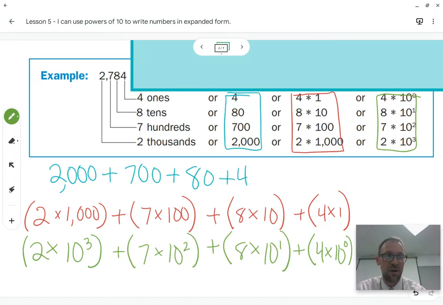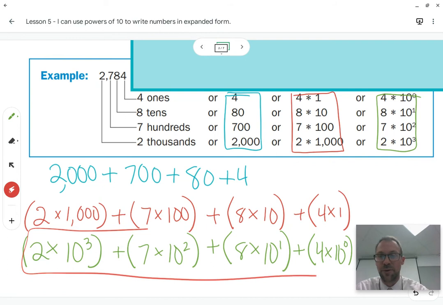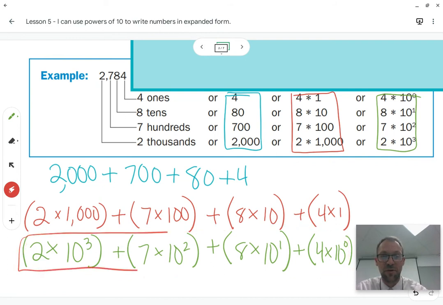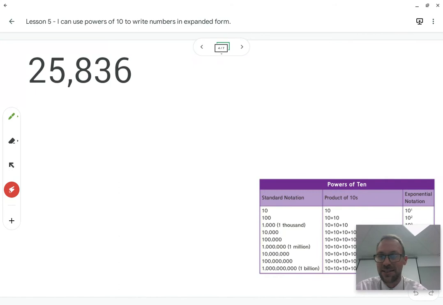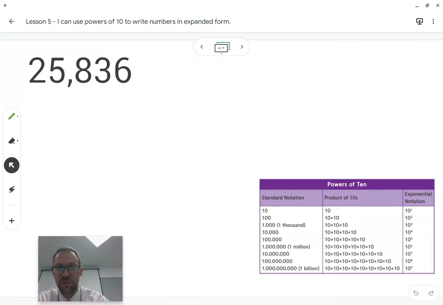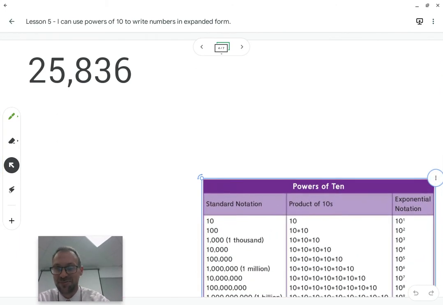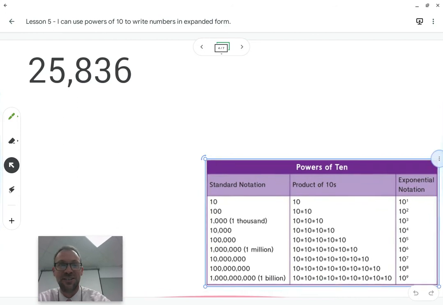And so there we go. That's what we're after. We want to be able to do this. We really want to be able to do all of this. But if you can write any number in that form, well then, you're on the right track today. So let's give it a shot. All right. I have for you here a multiplication chart. A powers of 10 chart. Not multiplication. It has multiplication on it. It's a powers of 10 chart.